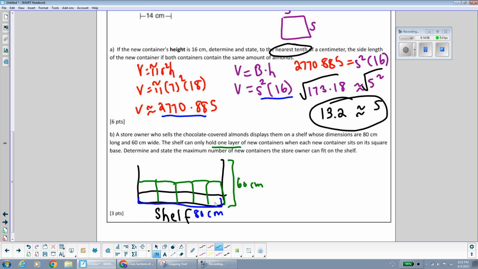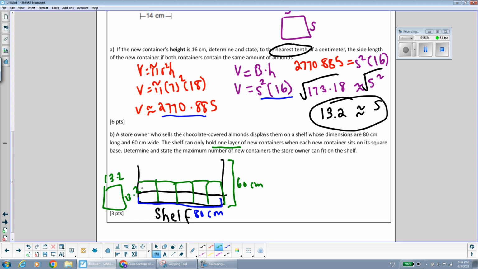So once again, height's not going to matter here because we're not stacking them. What's going to matter is the length and width of the base of these containers. And we know that the bases of these containers are squares, and we found in part A that the length of the sides of the base are 13.2.